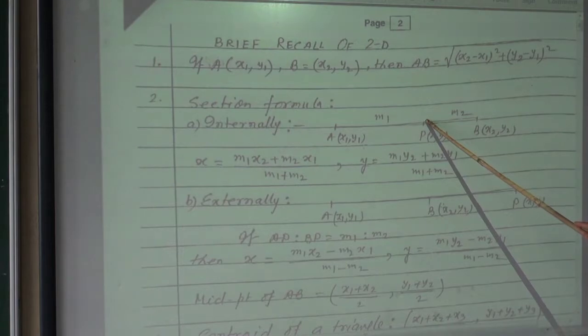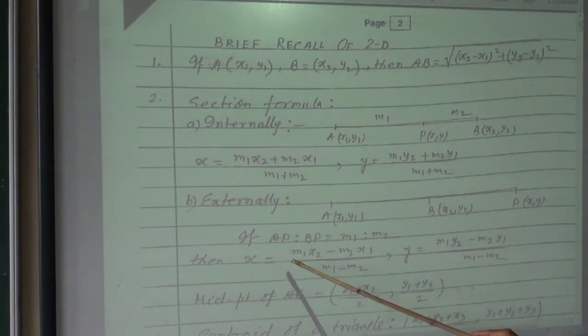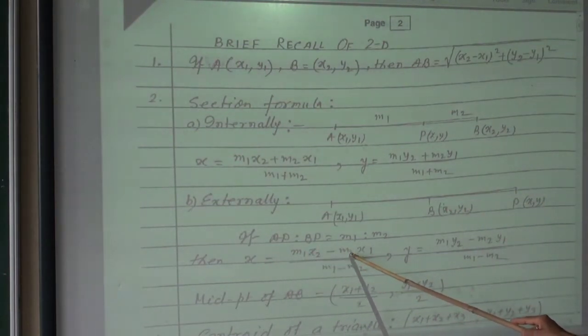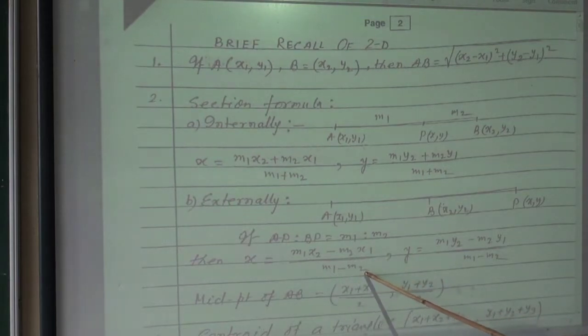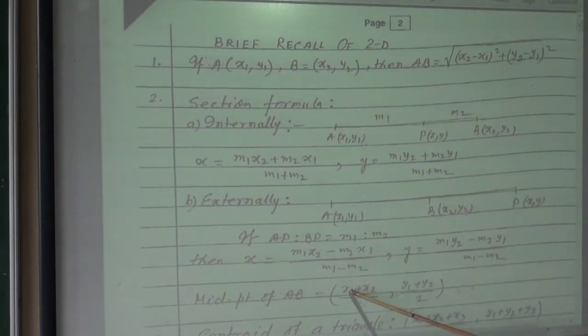P is in between A and B. In case P is outside AB here, in that case this is m1 and this is m2. And formula will be x is equal to m1 x2 minus m2 x1 over m1 minus m2. Similarly for y. Midpoint. A is this, B is this. Midpoint formula is (x1 plus x2) by 2, (y1 plus y2) by 2.